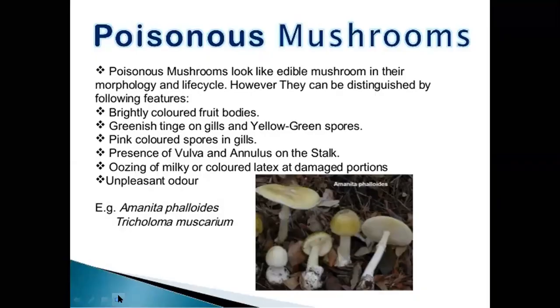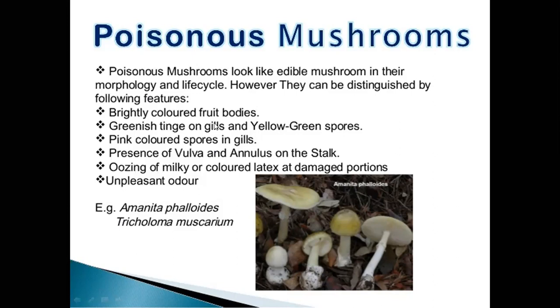Poisonous mushrooms look like edible mushroom. यानी जो मशरूम हम लोग खा सकते हैं, edible mushroom, उसके जैसे ही ये poisonous mushroom दिखते हैं. So poisonous mushroom look like edible mushroom in their morphology and life cycle. Morphology मतलब external structure. बाहर से अगर हम देखते हैं दोनों मशरूम को, edible और poisonous mushroom को, तो हमें same ही दिखेंगे. However, they can be distinguished by the following features. ऐसे कुछ features दिए हैं कि जो poisonous mushroom के केस में present होते हैं.